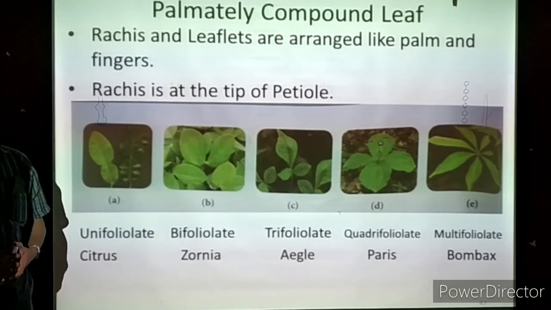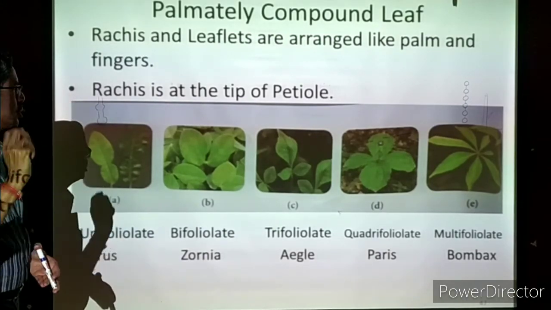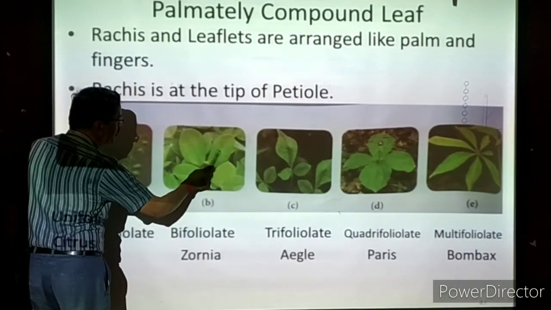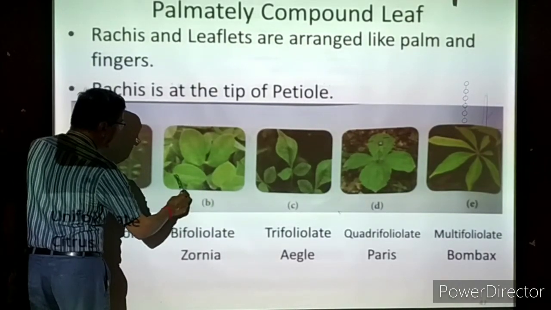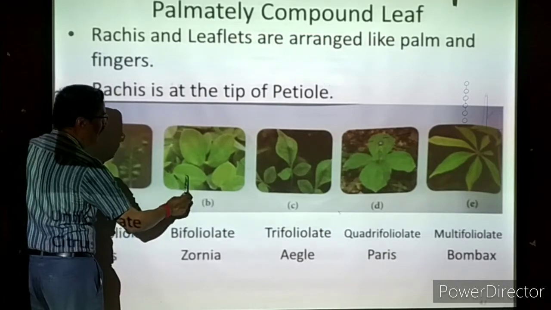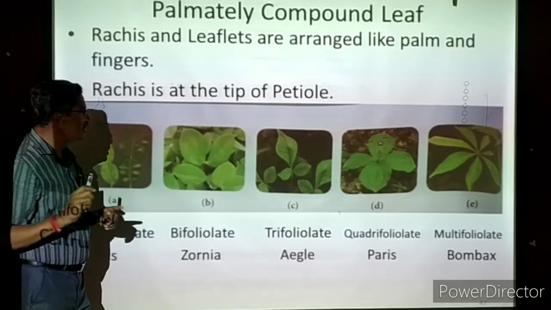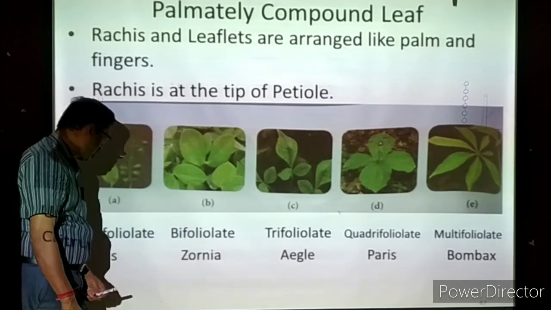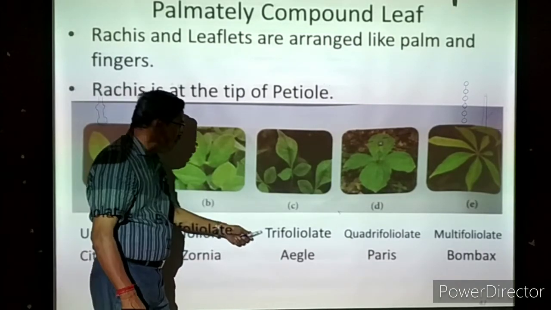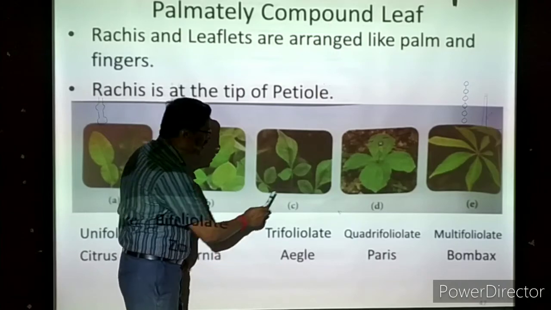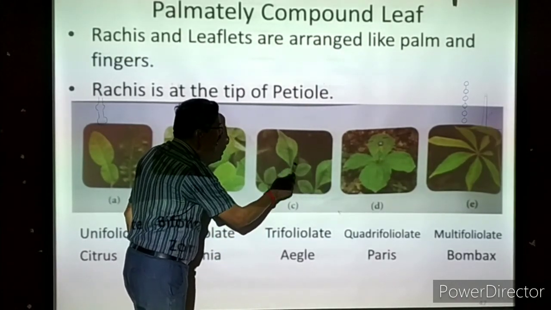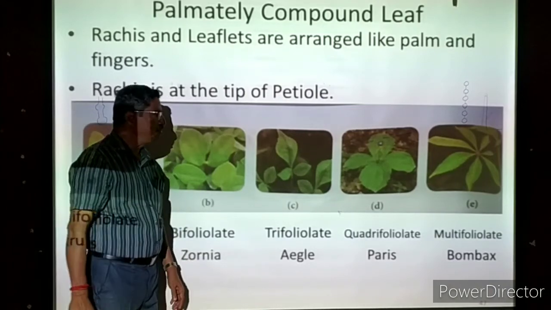Bifoliate. Bifoliate means the tip of the rachis is bearing two leaves. Now you see that one rachis is present here, at the tip two leaves will be there. Like that, two leaflets, not leaves, two leaflets will be there. That is called a bifoliate. Example, Zornia. Next, trifoliate, three leaflets will be there. This is the rachis. In the tip of the rachis, three leaflets will be present. That is called a trifoliate.